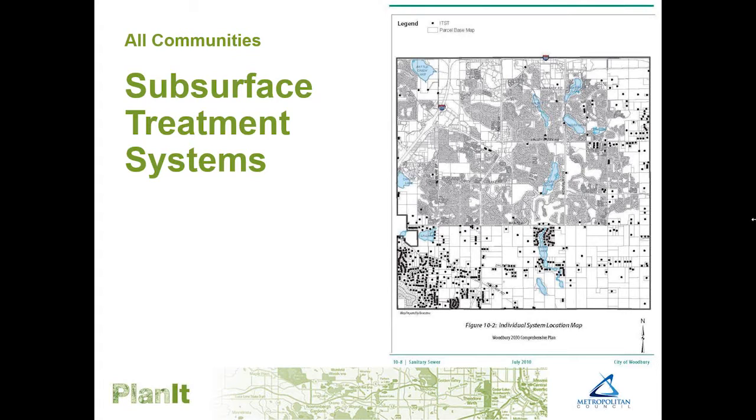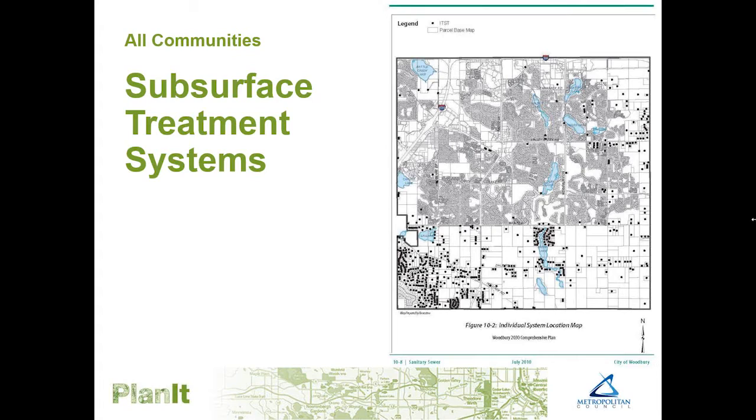And finally, there are approximately 75,000 individual SSTSs in the 7-county metropolitan area. As I said earlier, many of these are located within townships. However, some are located within communities that are provided centralized wastewater service through either the regional wastewater system or through a community collection and treatment system.